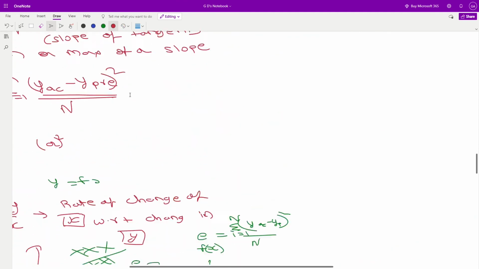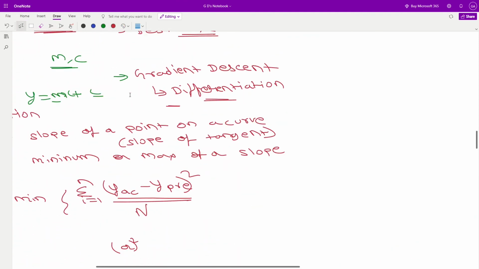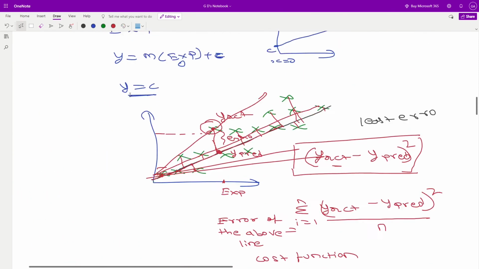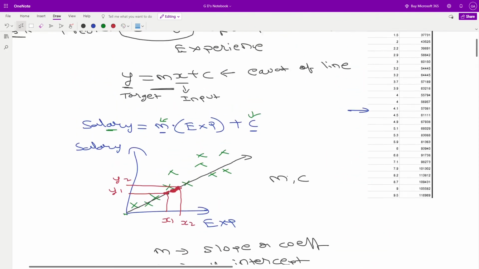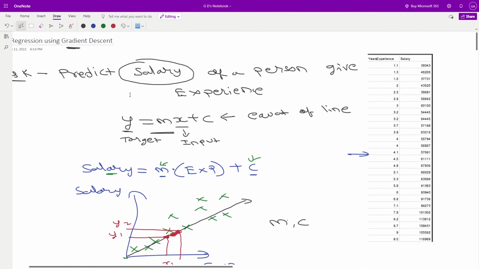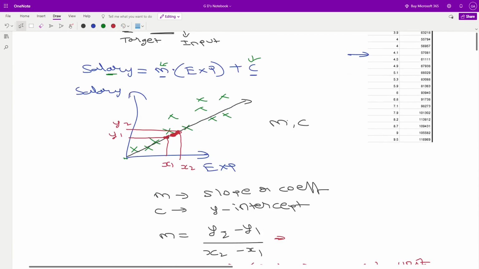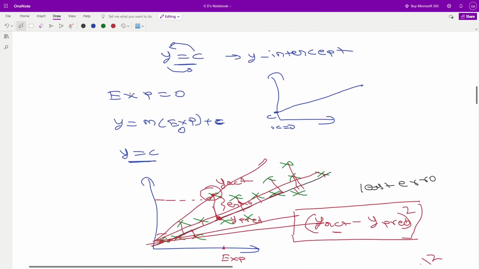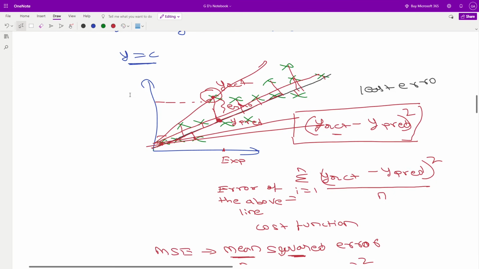Okay, so what did we start with? We started with this simple equation, y is equal to mx plus c, where you are trying to find a best fit line for a given data set. In order to find the best fit line, you are trying to find the best m and c values. For that, you need to find the line with the least deviation, meaning the least error, the least MSE value, that is, y actual minus y pred divided by n.